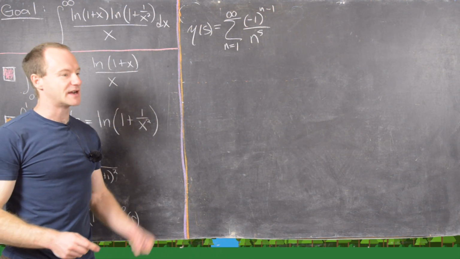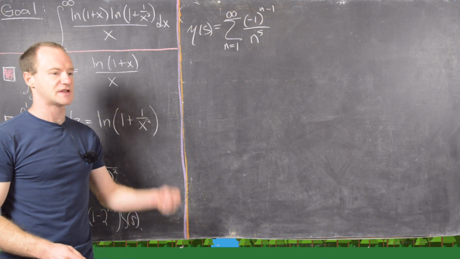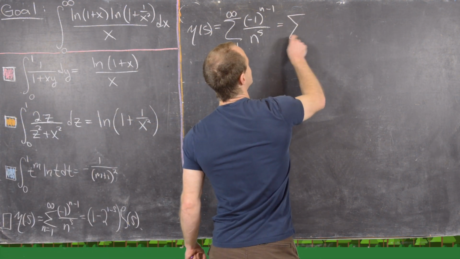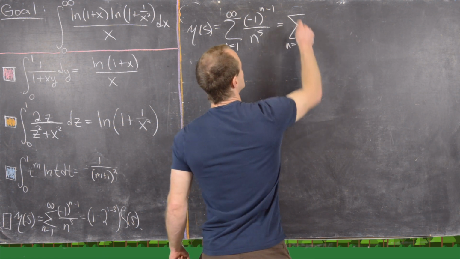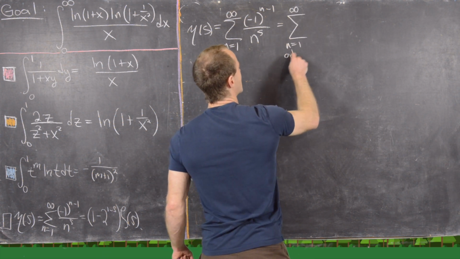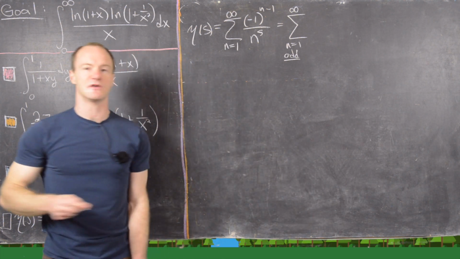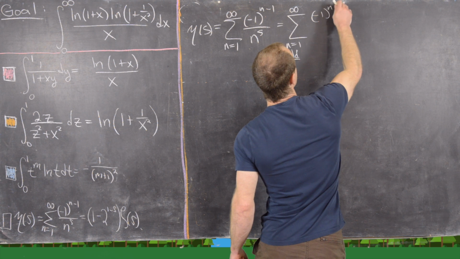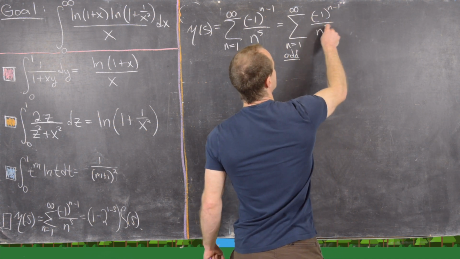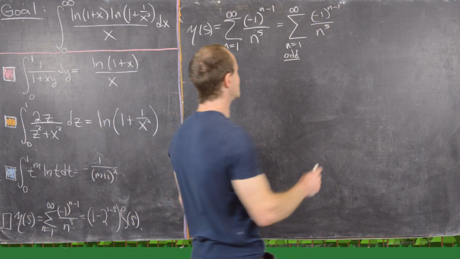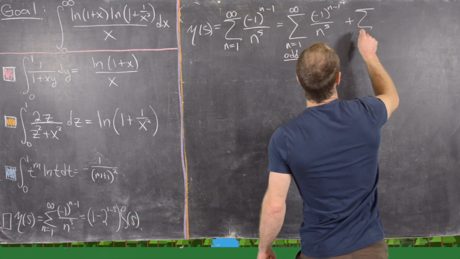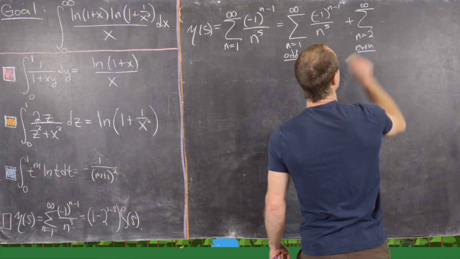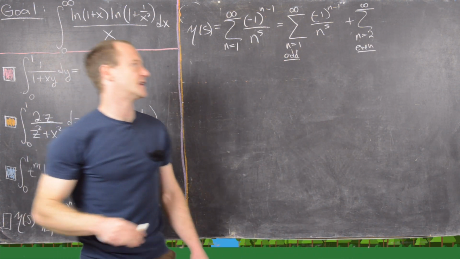So now let's split it up into the sum over all even terms and the sum over all odd terms. So I can do that in this way. So this is going to be the sum, n equals 1 to infinity, and now I'll just put odd here to say that I'm summing over all odd terms of negative 1 to the n minus 1 over n to the s. And now I have plus the sum n equals 2 to infinity, and I'll put even here to say that I'm summing over all even terms.